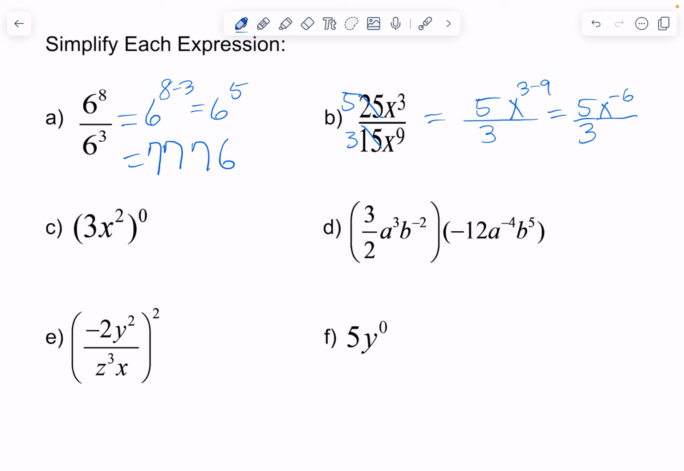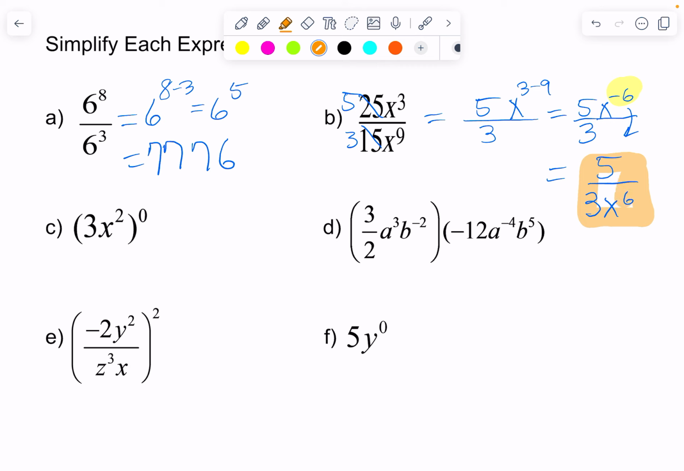But please notice that you have a negative exponent. So I've got to bring that down to make it positive. So this is really going to equal 5 over 3x to the 6th power. Please take a second to understand what you just did there. Okay? You went ahead and reduced the 25/15. Excellent. Then you brought that 9 up, right? Because it's 3 minus 9.